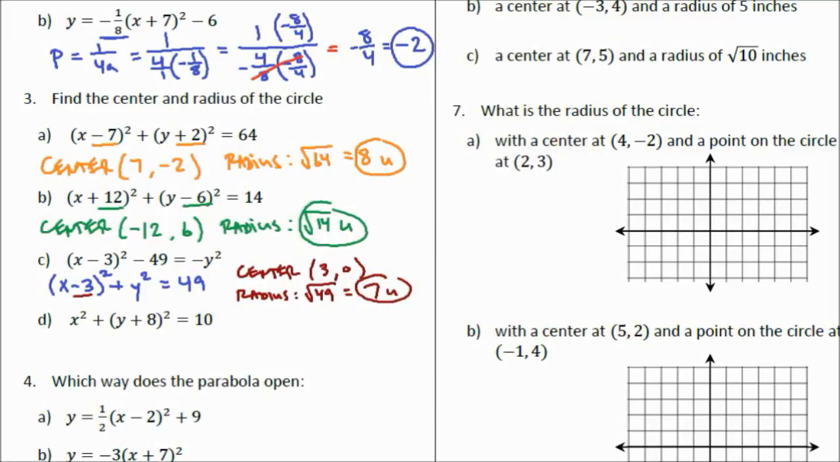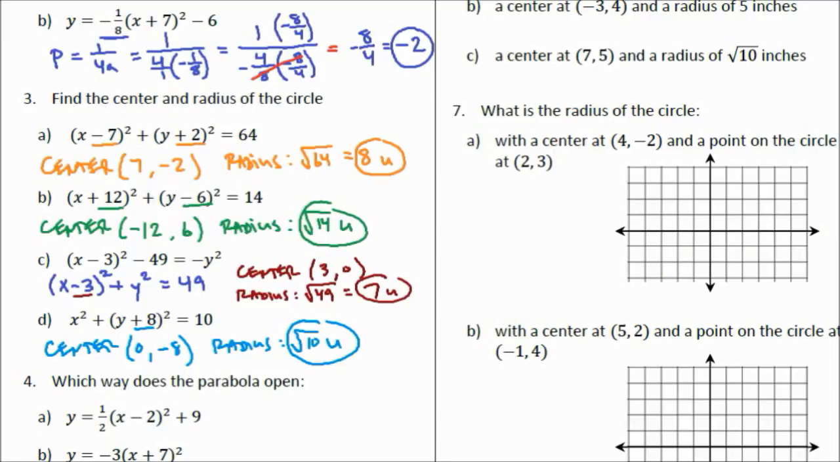Okay, last one. Last one looks like it's in the proper order. X squared term, y squared term, 10 on the right. We do not have an h value because there's nothing being added or subtracted to the x value. So our center is at 0. Our k value is negative 8. And then our radius is going to be, since r squared equals 10, our radius is the square root of 10, and that's not a perfect square, so we'll leave it in square root form.